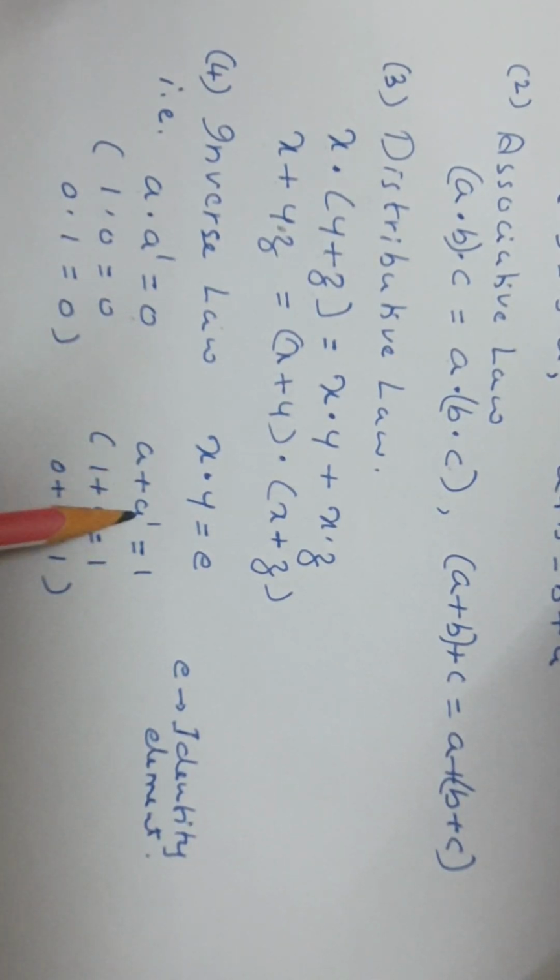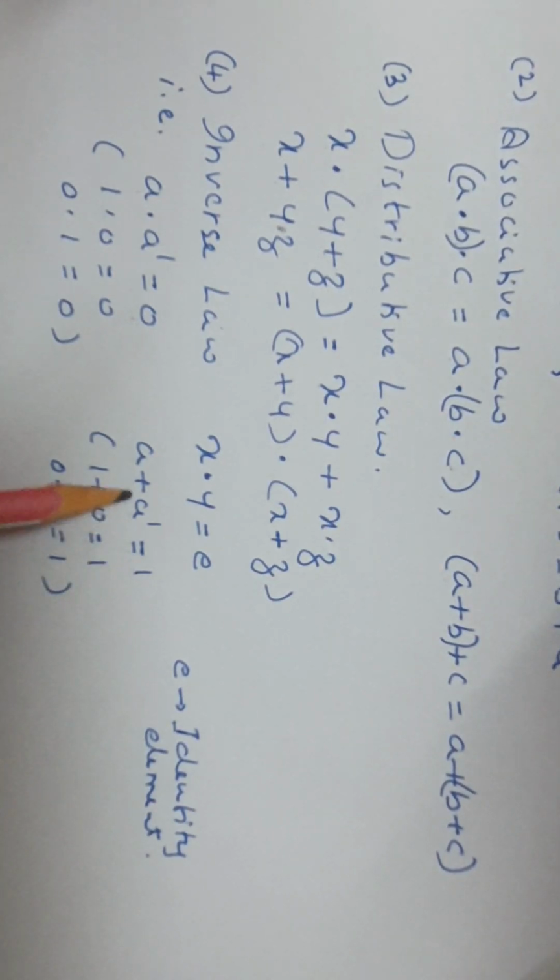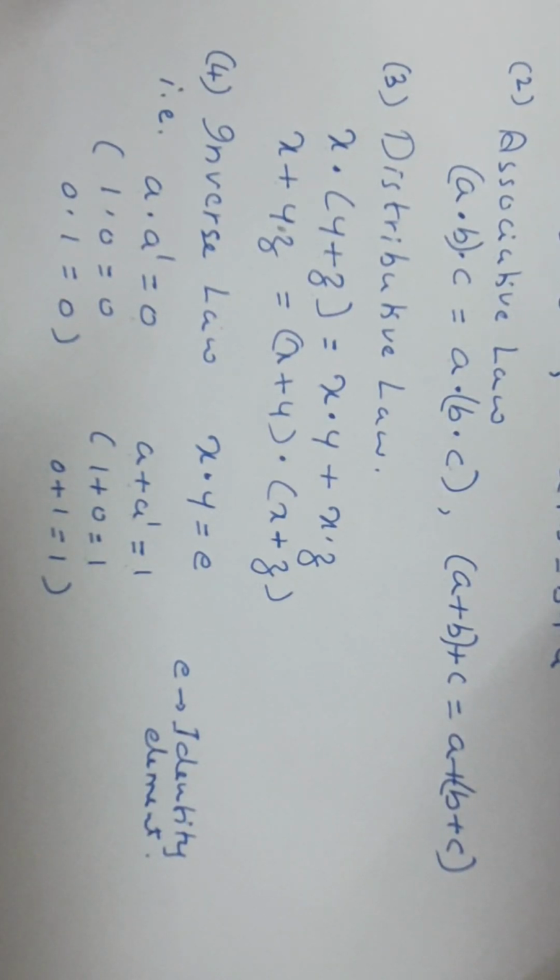Similarly, A ORed with A dash is 1. So 1 is the identity element for logical OR operation. Any variable ORed with the complement of itself is equal to 1. Means 1 ORed with 0 is 1, or 0 ORed with 1 is 1. So these are the 4 laws that come in digital logic. So this question 2a carries 5 marks.